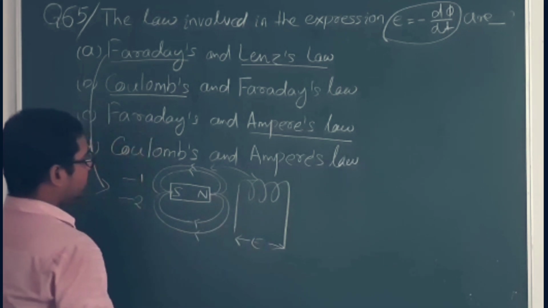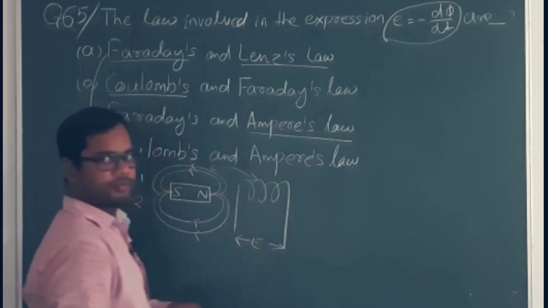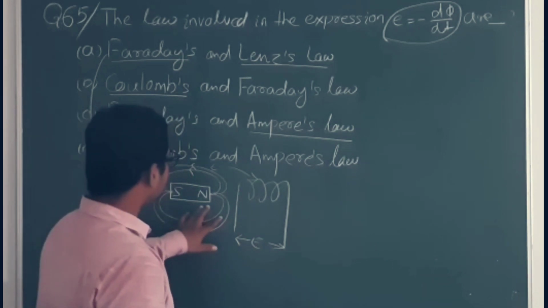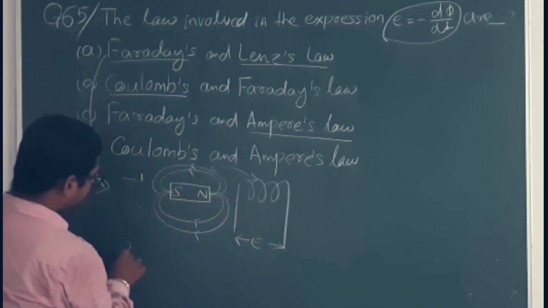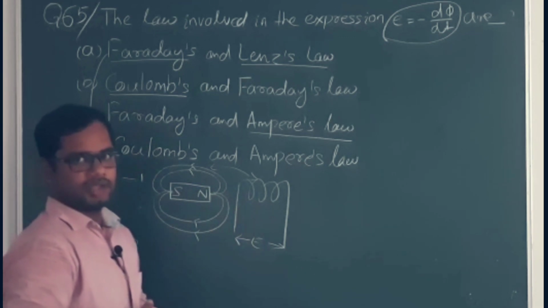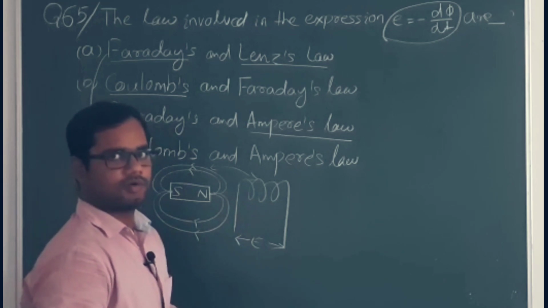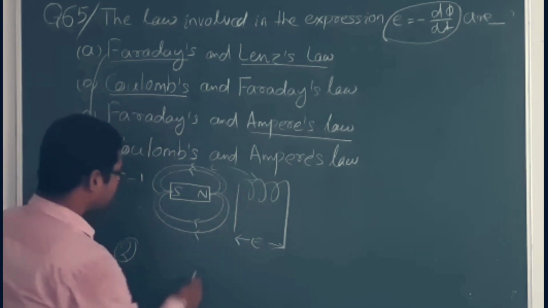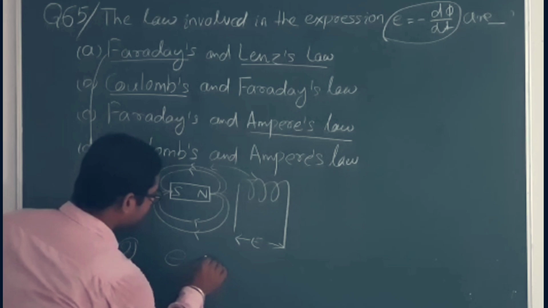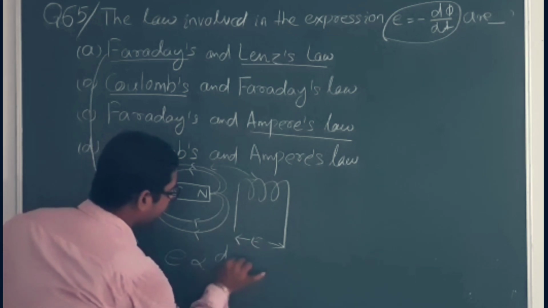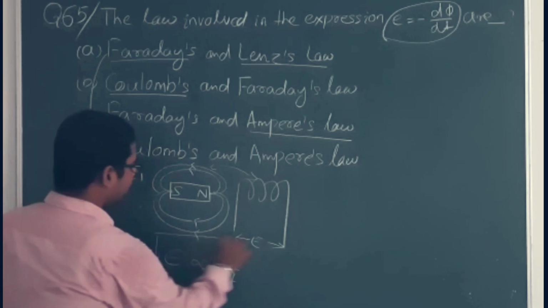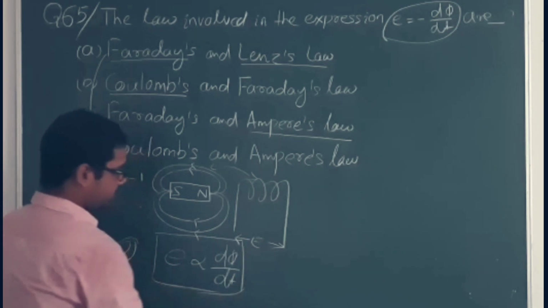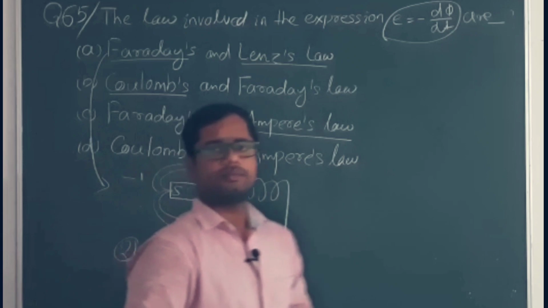Okay, then that EMF value is the amount of EMF. This is your first law. Then the second law, what is the second law? The amount of EMF is directly proportional to the rate of change of flux. That means E is directly proportional to d phi by dt, the rate of change of flux.